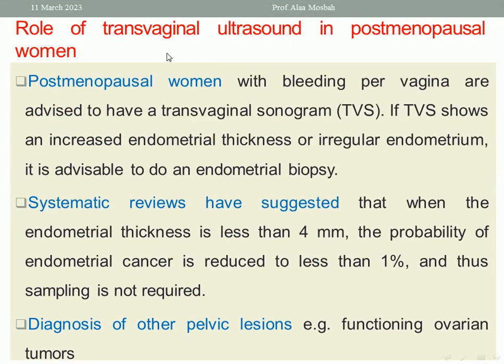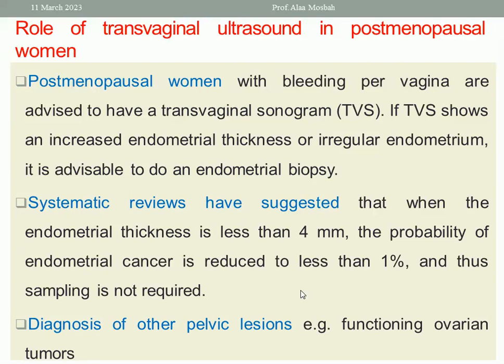Okay, so transvaginal ultrasound, as I mentioned, has an important role to diagnose the endometrium, especially in the postmenopausal lady. And as I said, the cutoff in postmenopause is that the endometrial thickness should be less than 4 millimeter. And if it is less than 4 millimeter, the probability of endometrial cancer is reduced to less than 1%, and thus sampling is not required.